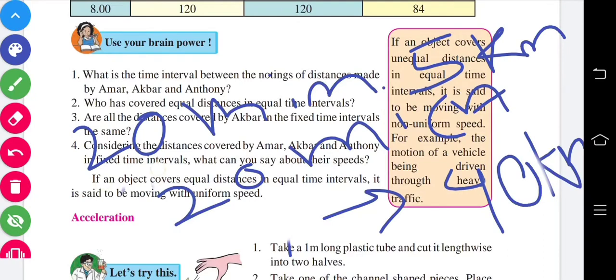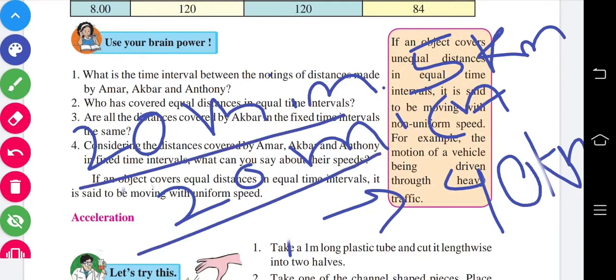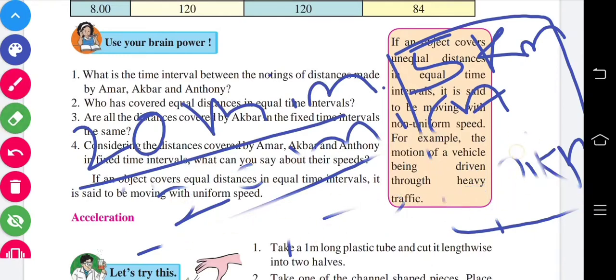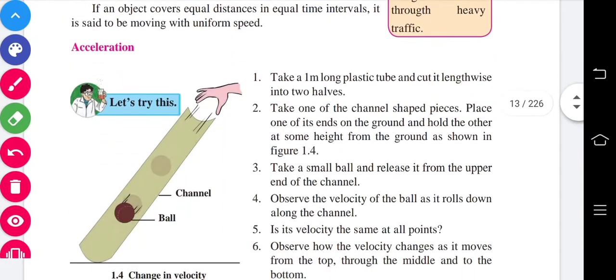Means here equal time is there, but the distance will be different. So that will be non-uniform motion or non-uniform speed. Is it? So that will be different. Understood that?